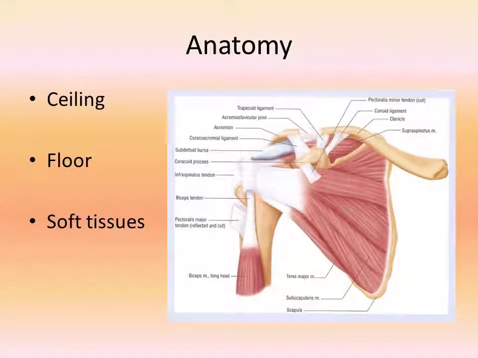The suprahumeral space has three components: the ceiling, the floor, and the soft tissues. The ceiling consists of the acromion process and the coracoacromial ligament. The floor is the humeral head. And then the soft tissues that run through this space are the supraspinatus tendon, the long head of the biceps tendon, and the subacromial bursa.